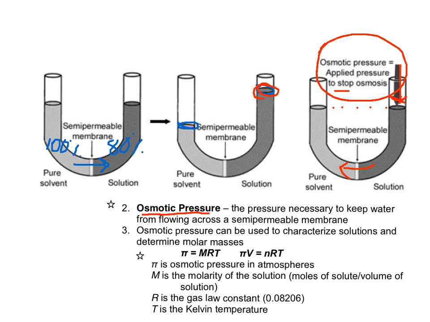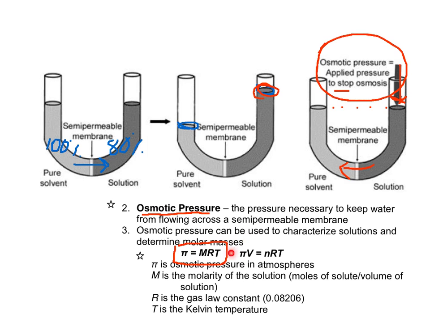This equation right here is the osmotic pressure equation, where the pi symbol stands for osmotic pressure, in atmospheres, M is molarity, R is our gas constant, the same gas constant that we used in our gas pressure problems, and T is our temperature in Kelvin.